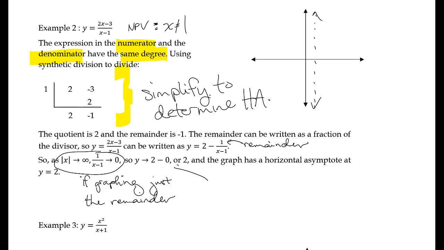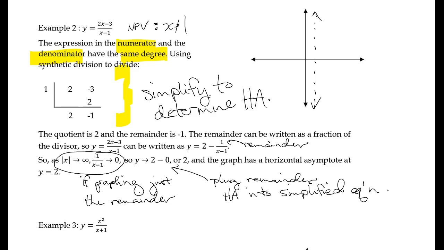And then we would plug it back in to our equation. And so then we plug it back in to our simplified equation, and that tells us our horizontal asymptote for the whole graph. So it tells us it's a positive 2. This is a degree of 1, and so I would expect my shape to be something like this.